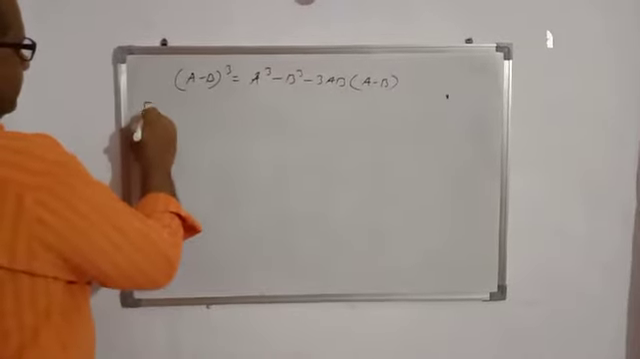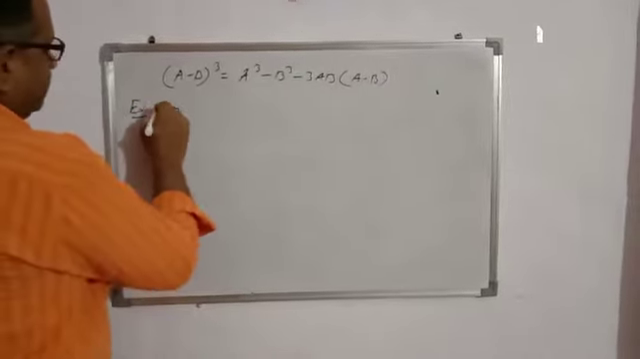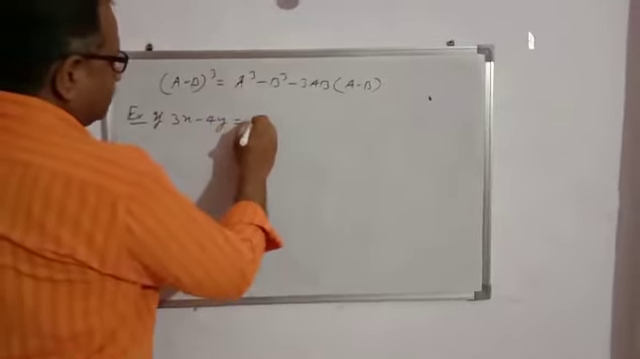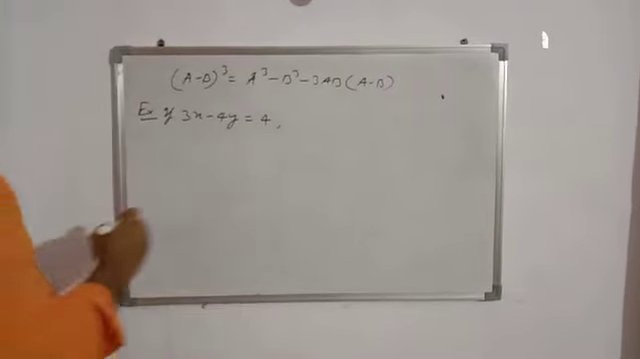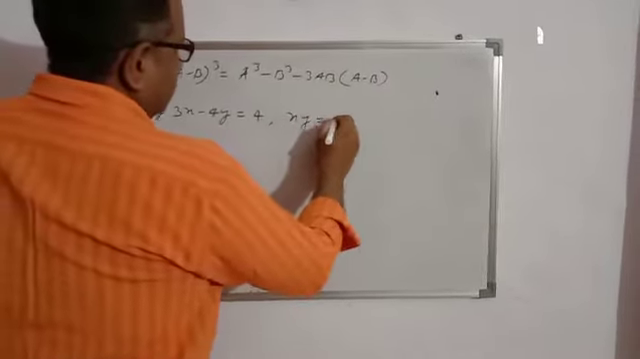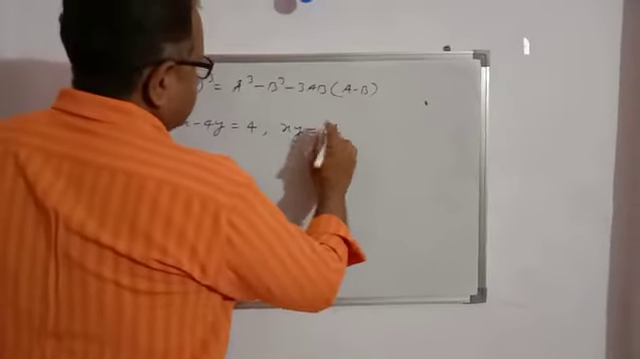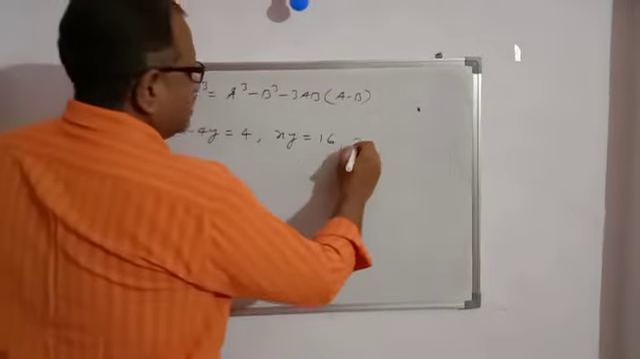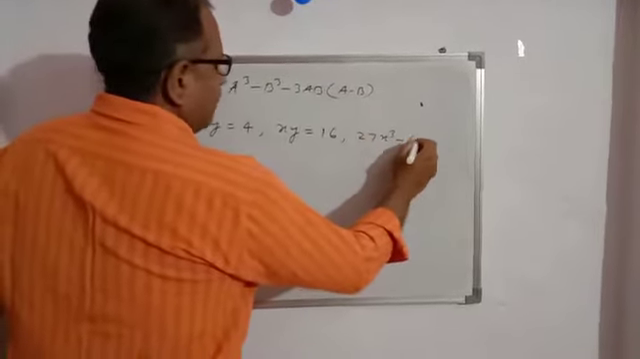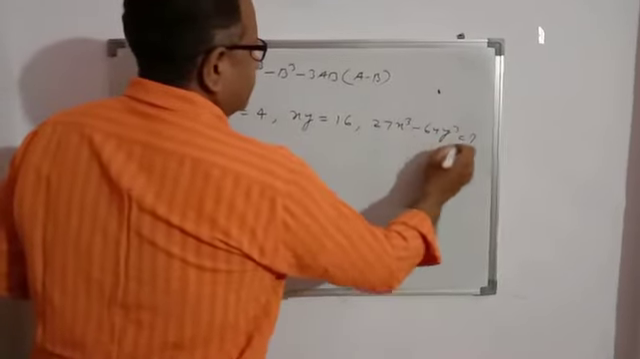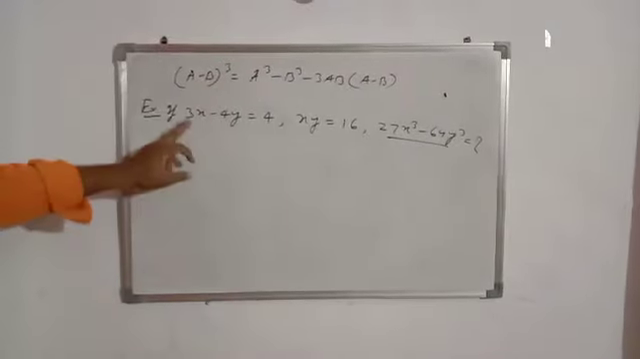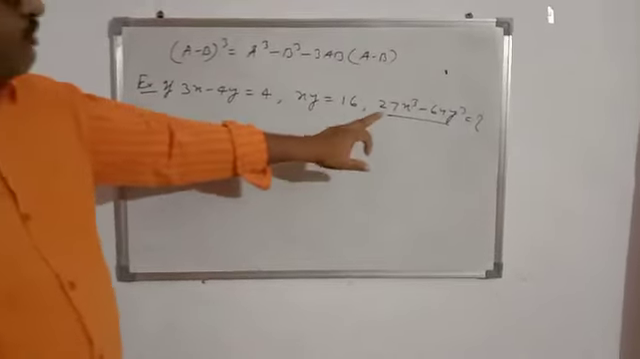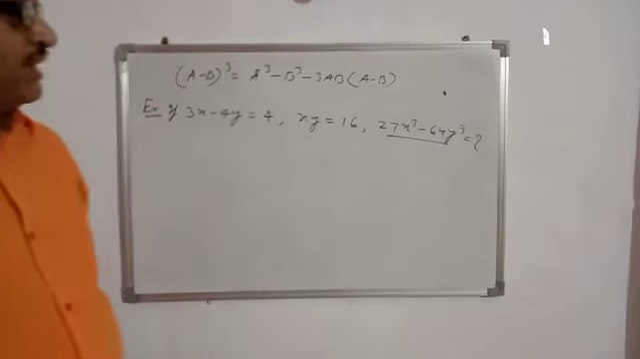See one example. If it is given 3x minus 4y is equal to 4 and xy is equal to 16, we have to find 27x cube minus 64y cube. The value of 3x minus 4y is given as 4, the value of xy is given as 16. We have to find 27x cube minus 64y cube.